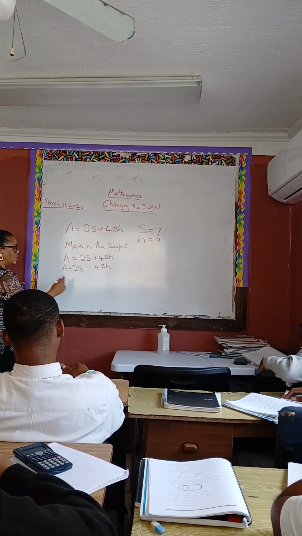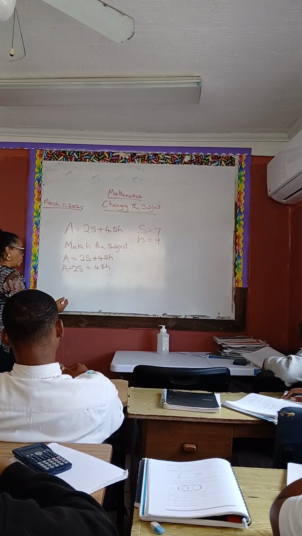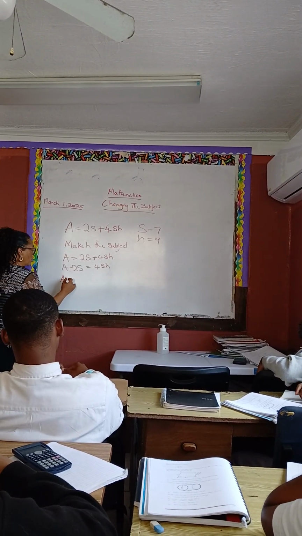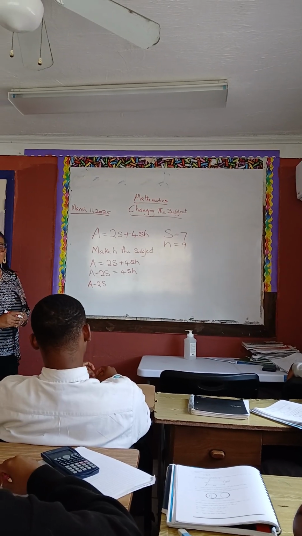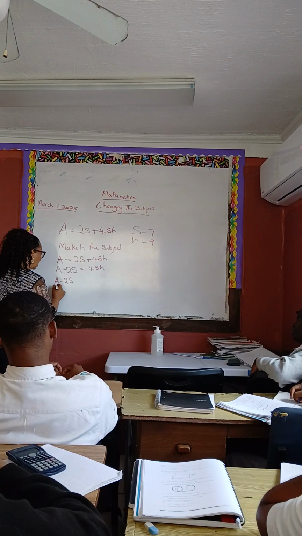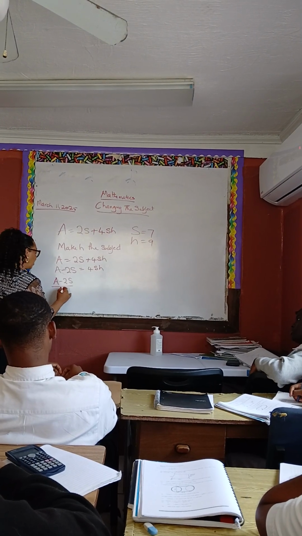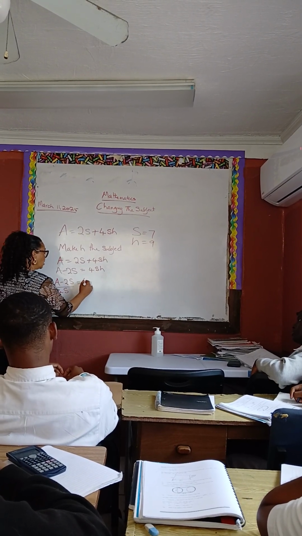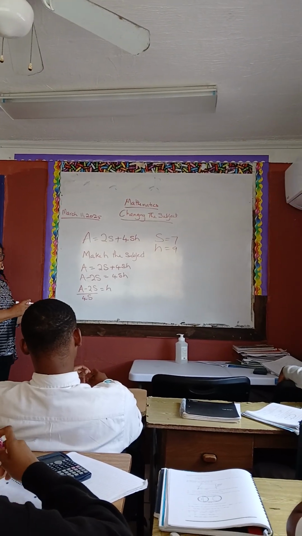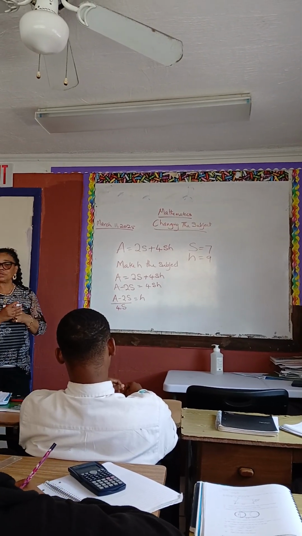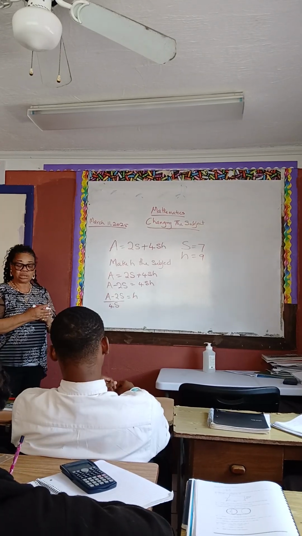Now, what is 4S doing over here? Both of them are multiplying, so I go A minus 2s, and what's the opposite of multiplication? Division. Divided by 4 and divided by s is going to leave me with h. And so I have just changed the subject. I have just made H the subject.